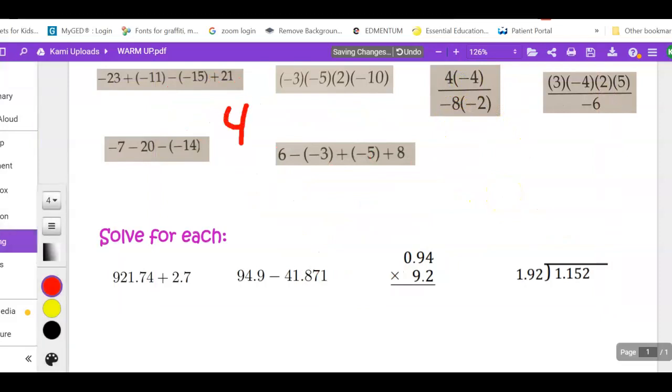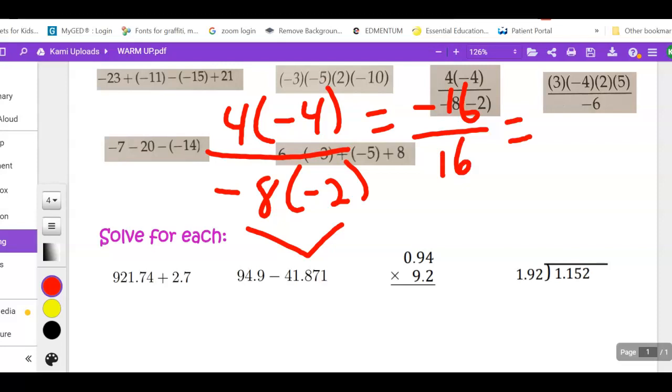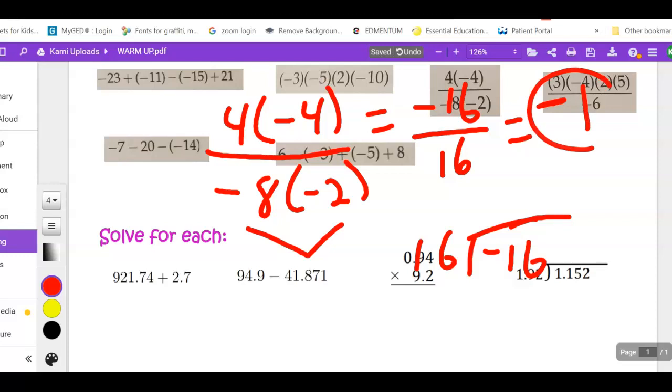This time I have 4 times negative 4 divided by negative 8 times negative 2. Do the top first. 4 times negative 4, positive times negative, my answer is negative. Just multiply them together. 4 times 4 is 16. At the bottom, negative 8 times negative 2. Negative times a negative, my answer is going to be positive. Just multiply them together. 8 times 2, that is also 16. Then I divide. Negative 16 divided by 16, you know your answer is going to be negative. How many times will it go in? 1. Final answer here, negative 1.